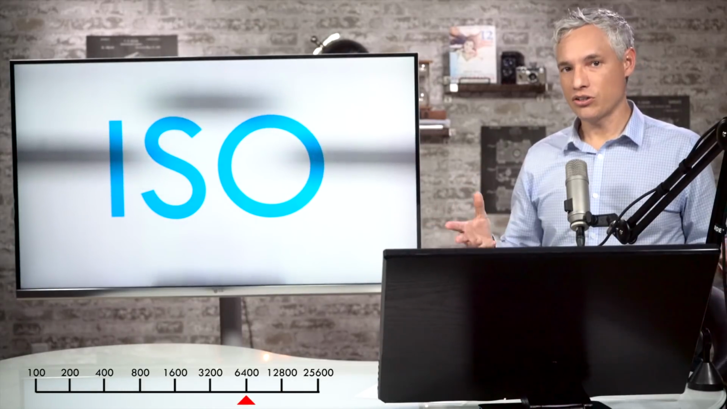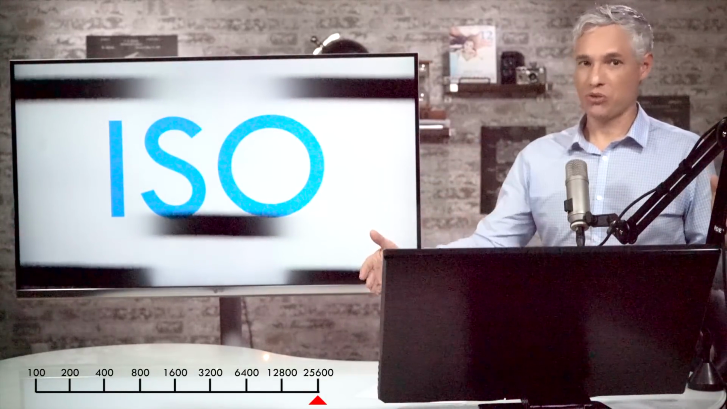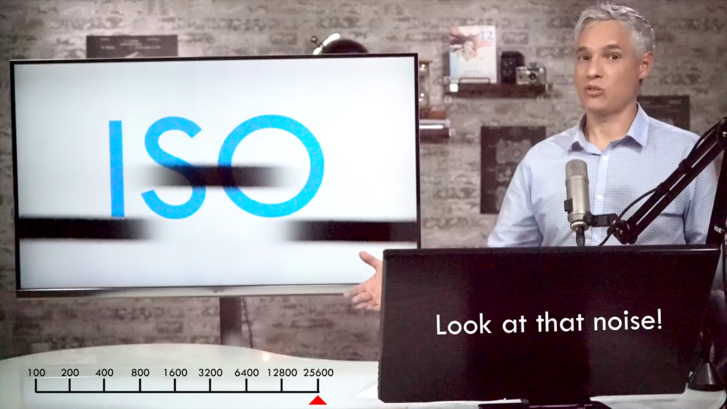But let's go even higher. Let's go up to ISO 25600. And here the noise will start to get really obvious and kind of distracting. Now, a lot of people have some sort of rule where they won't shoot above a certain ISO because the images to them just become useless.